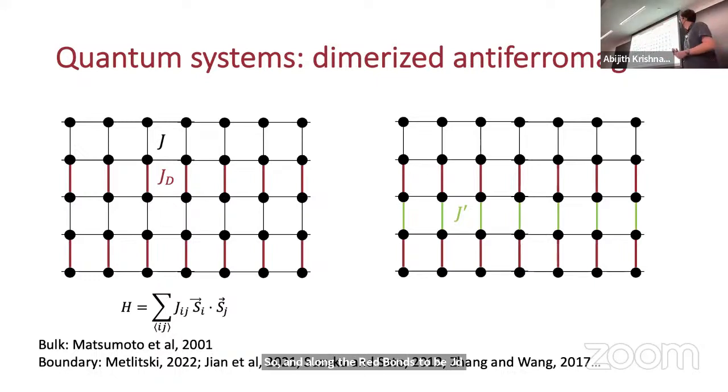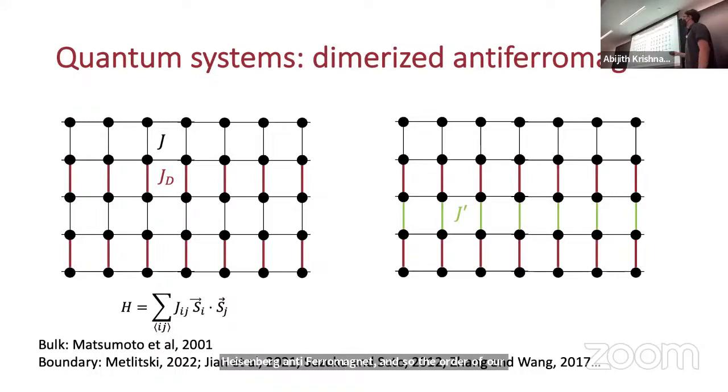So this system has 2 phases. We can see that as follows. When JD is equal to J, we just have a 2+1D Heisenberg antiferromagnet. And so the order of our system should just be the Néel order.